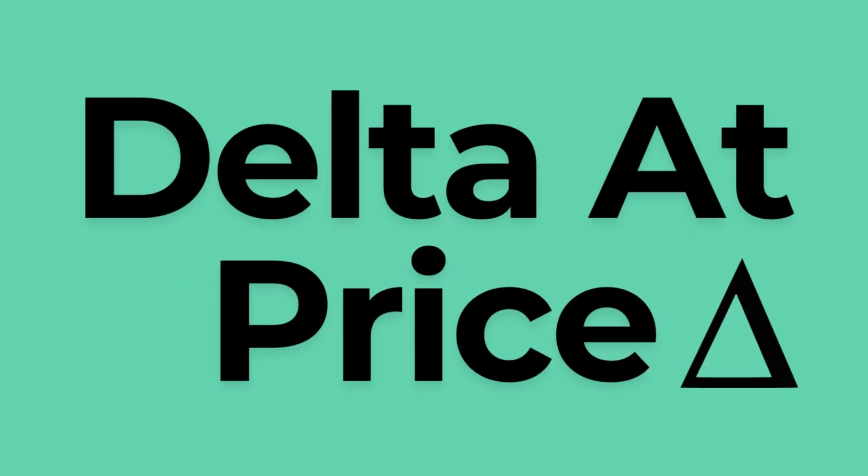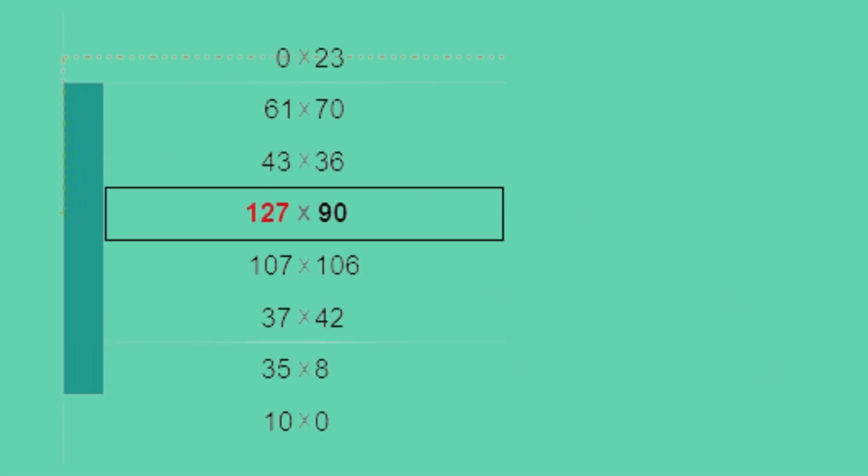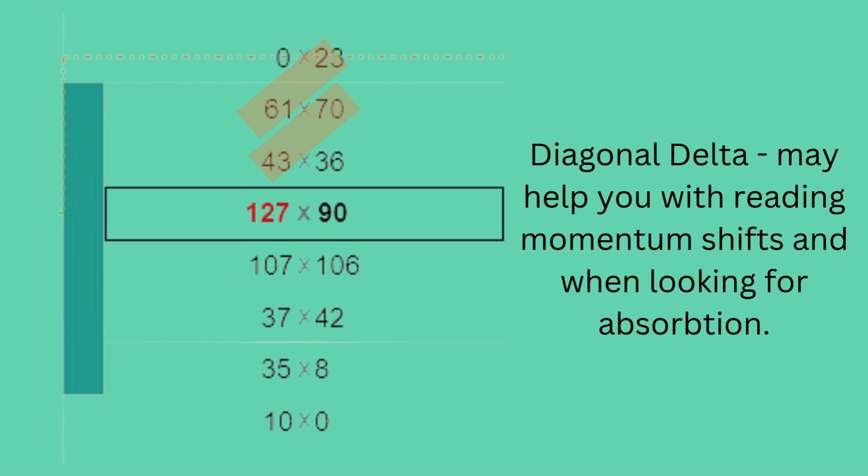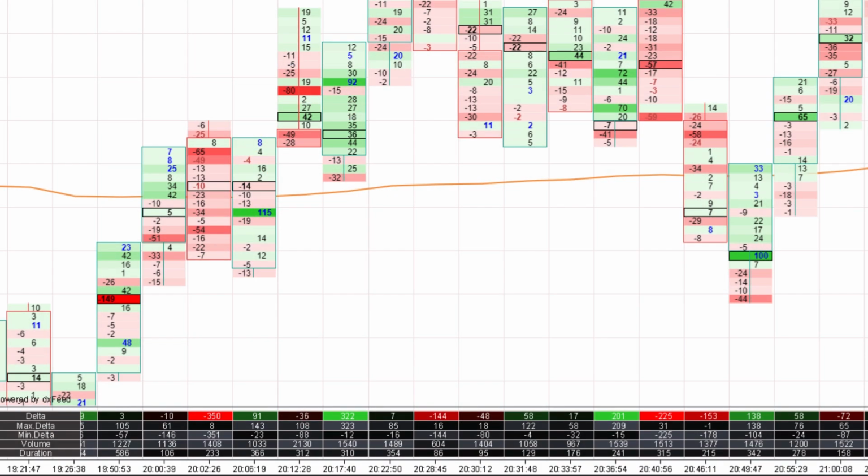Let's look first at delta at price, focusing specifically on the horizontal reading. This compares the bid and the ask data at each price level like this. Now, as you know, the market actually trades diagonally like this. Therefore, you can also use this reading in your trading. It may help you more with momentum shifts and a clearer reading of absorption. For this video though, we will stick to the horizontal reading.